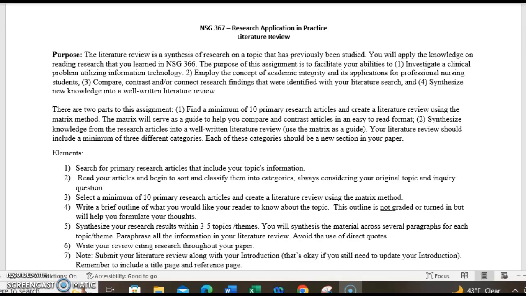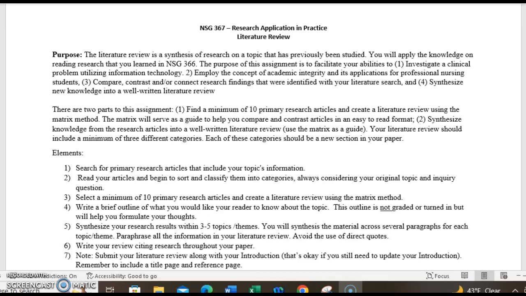All right? It's fine if you include more than 10 primary research articles, but you will want to include a minimum of 10 articles and create a literature review using the matrix method. I would recommend that you write a brief outline of what you would like your reader to know about the topic. Now, this is not mandatory.